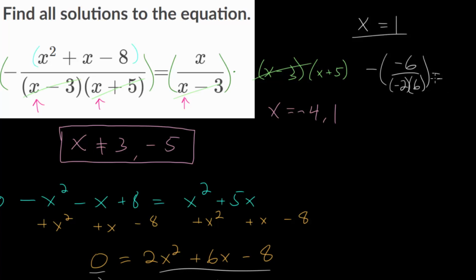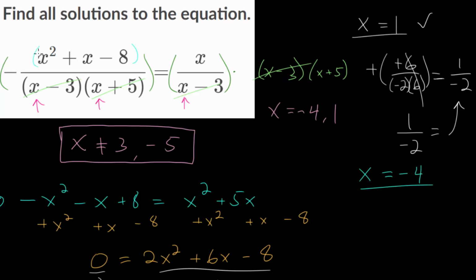So now let's look at the right-hand side. We would get 1 over 1 minus 2, and 1 minus 3, and 1 minus 3 is -2. So let's see if this simplifies. The negatives in the numerator cancel out, the 6's cancel, and so we get 1 over -2, and both sides are the same, which means that this is a valid solution. So from here, let's check when x is -4.